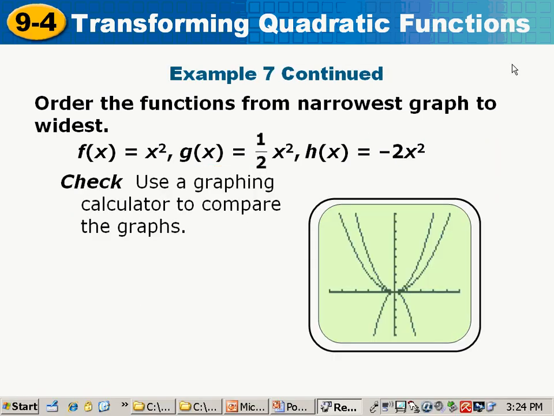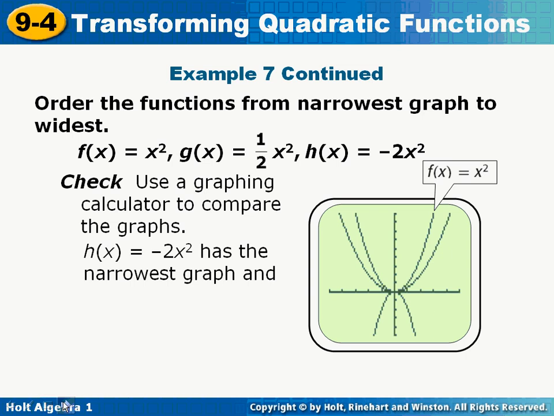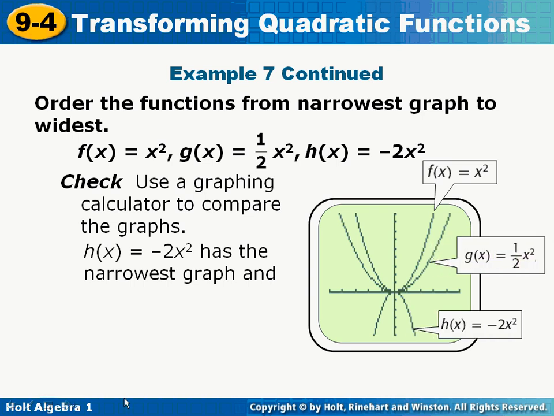Then to check this in the calculator, you can see the different steps of these graphs. 1x squared is the graph that's in the center. Negative 2x squared is going down, but it's actually the most narrow. And 1/2 x squared is the widest graph.